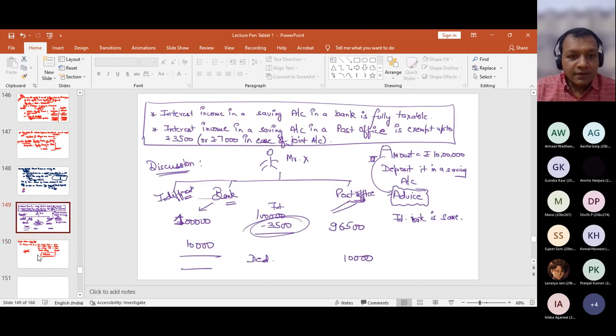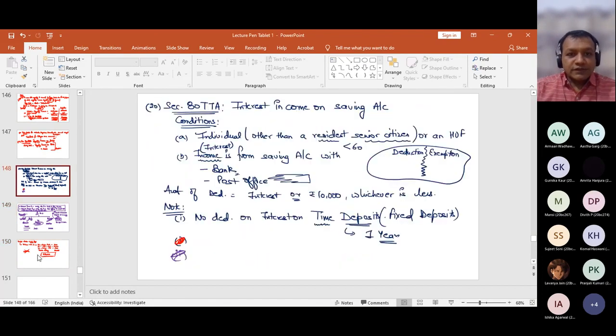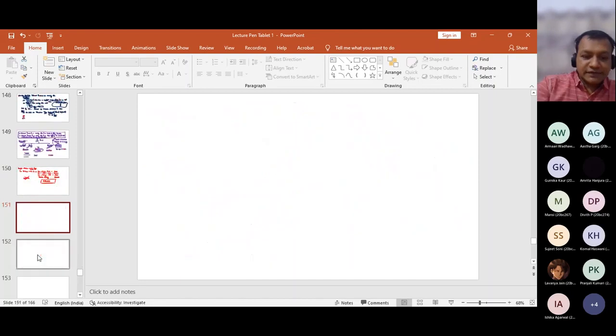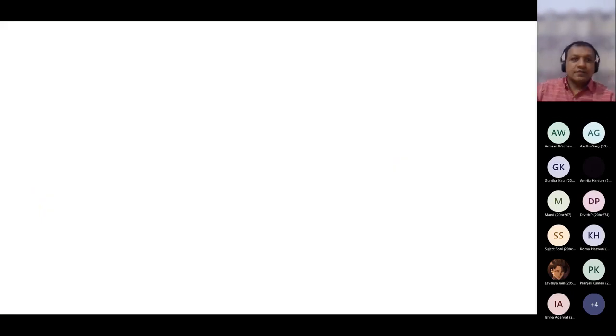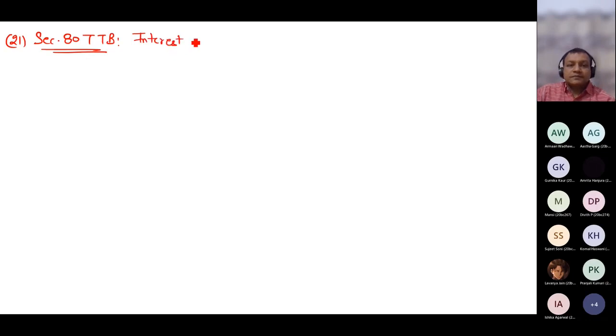Next is 21. Yes, next is 21. So you have to learn these deductions. 80TTB. It is also interest income, but now I'm not using the word savings account. I'm using the word interest income on deposits, 80TTB.